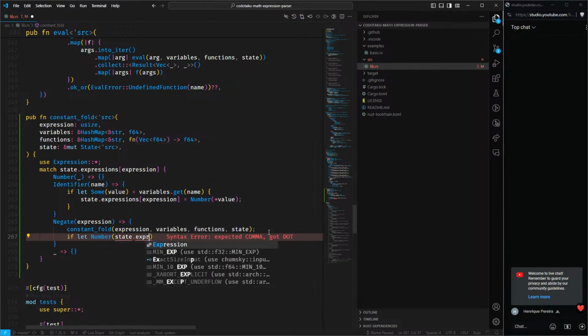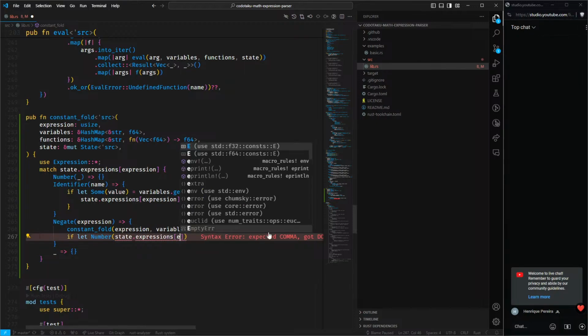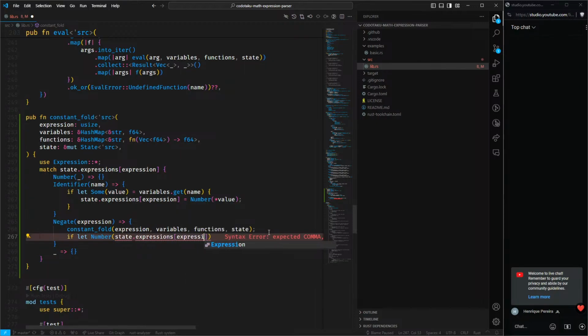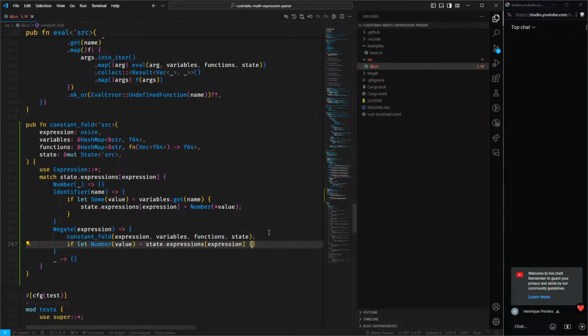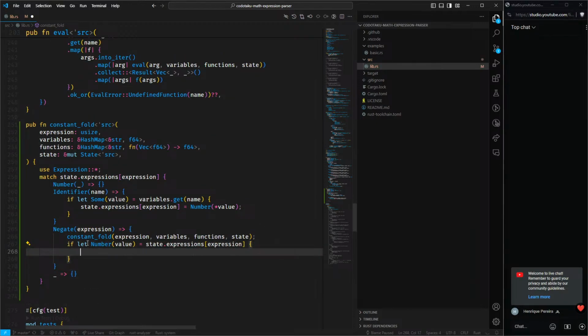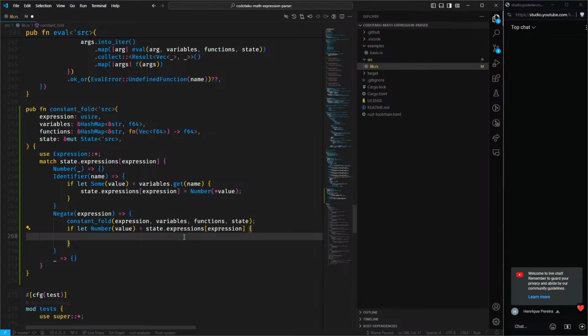And say dot expression, and we're gonna get the expression here, I think. If let number, oh, my bad, I see. So here we're gonna get the value, right, is equal to this, and there you go. So after we ConstantFold, if we find a number, there you go. Now we could just return or mutate that expression. But we do need to get the original expression though.